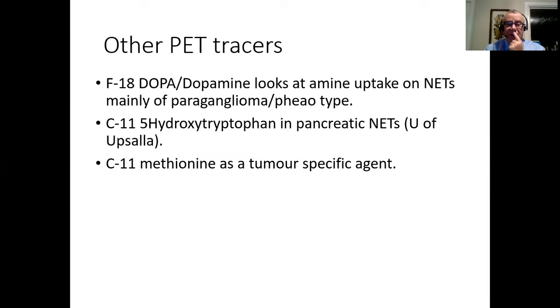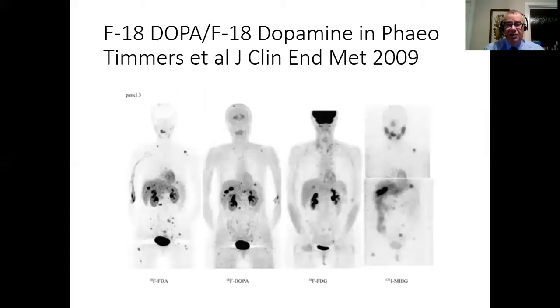There are some other PET tracers that have been tried. DOPA and dopamine look at amine uptake in NETs and are particularly useful in paraganglioma and pheochromocytoma. Some people, particularly in Sweden, have tried 5-hydroxytryptophan labeled with C11, and obviously we can use C11 methionine as well. But these are really more for specialist areas.